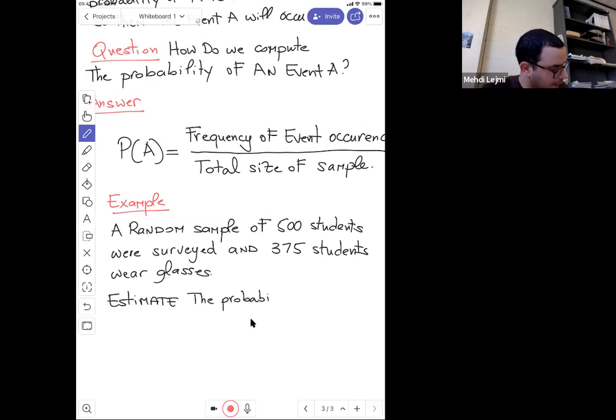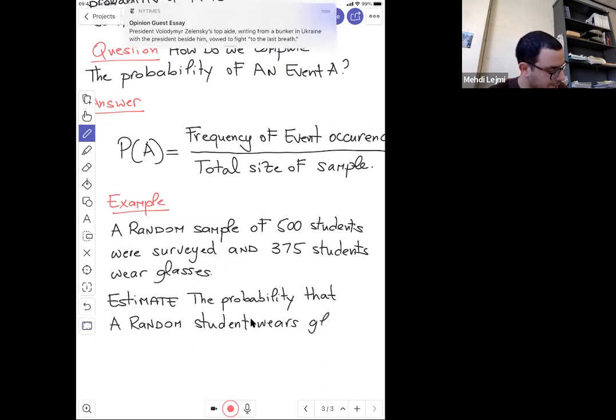Okay, so estimate the probability that a random student wears glasses.